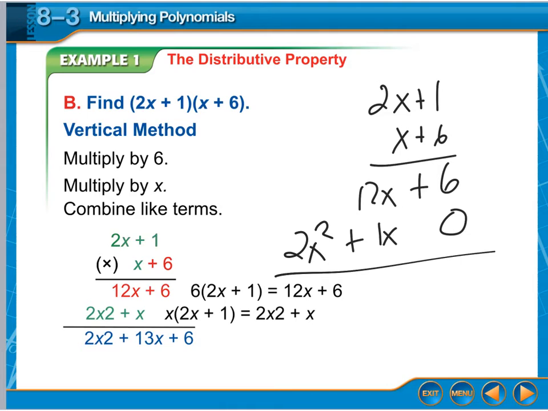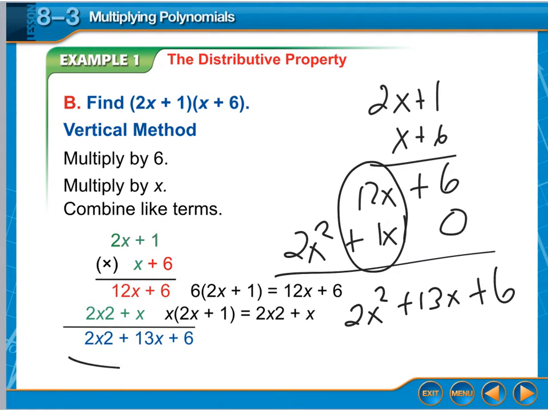Now I add up my like terms. So I got 2x squared plus 13x, because these two are like terms, so they add together, and they're both positive. And then plus 6, and that's what they got. Remember, this is not where it's supposed to be. It should look like this here.